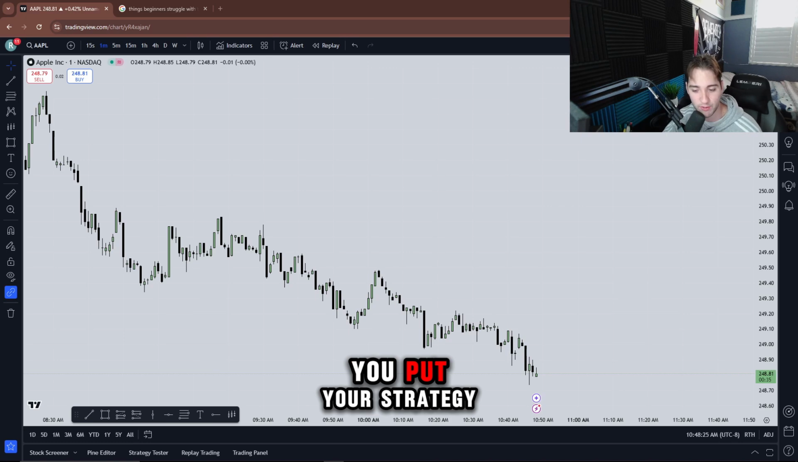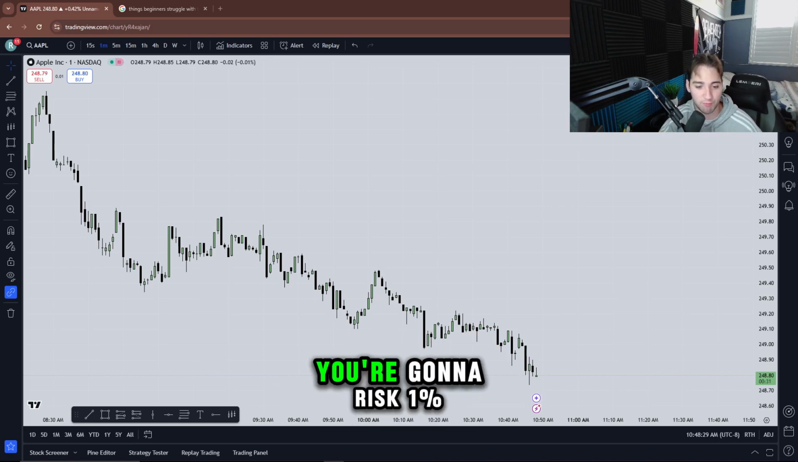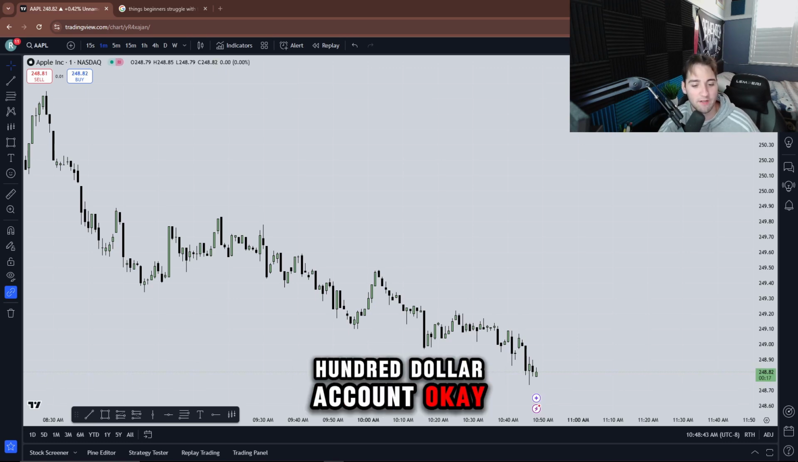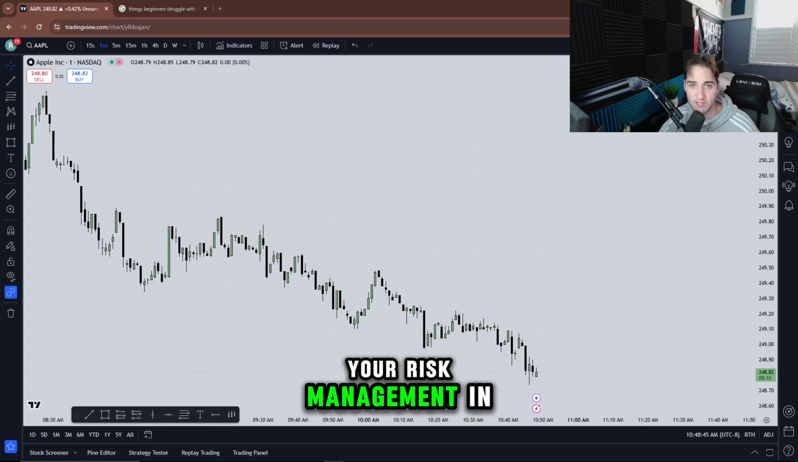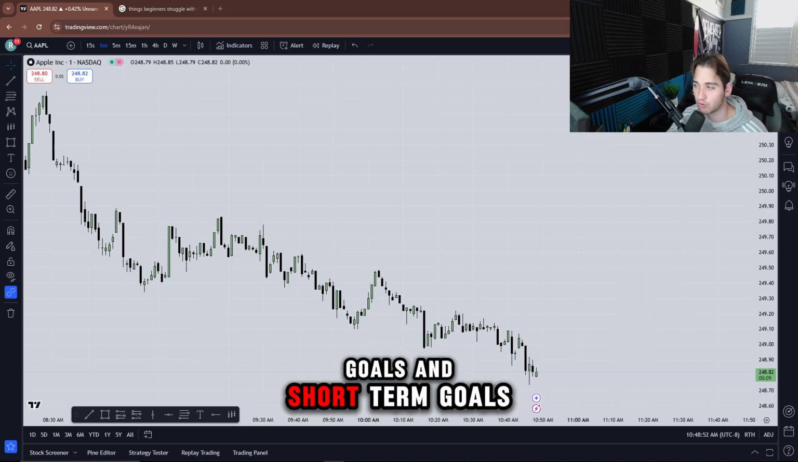You put your strategy in there, and you put your risk management, how much you're going to risk a trade. You're going to risk 1% or 2% a trade. So again, with a $100 account, I'm risking $2 a trade, okay? So you put in your risk management, how much you're going to risk with your strategy, and your long-term goals and short-term goals.